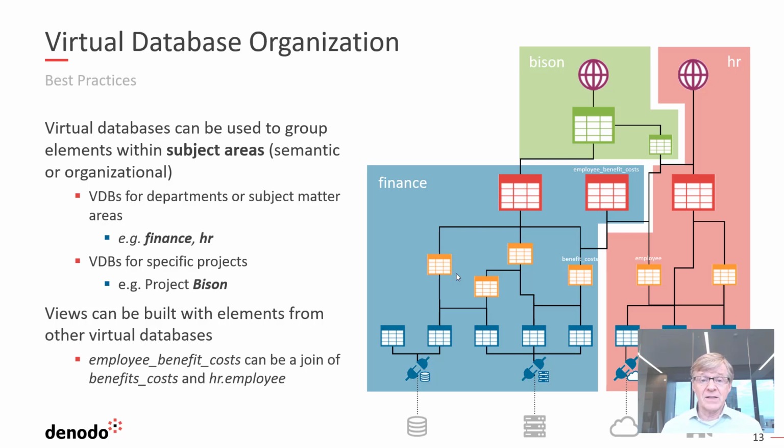We have a finance virtual database, and all the views and connections to data sources in there are related to finance data. Same with HR. You can have this by project as well. Project Bison is one of the ones that you see on the screen. So you have the freedom to create and name these virtual databases however you want, but the idea is that the virtual database should contain the views, the data connections, etc., based on that particular subject area, topic, project, whatever. So it's a way of co-locating and managing these artifacts as a group.